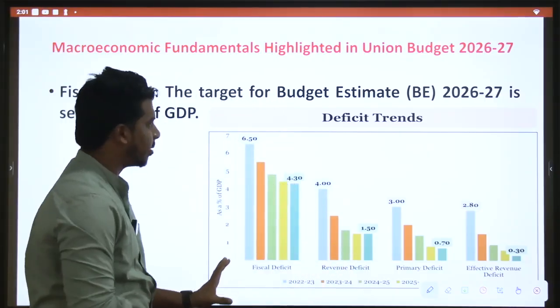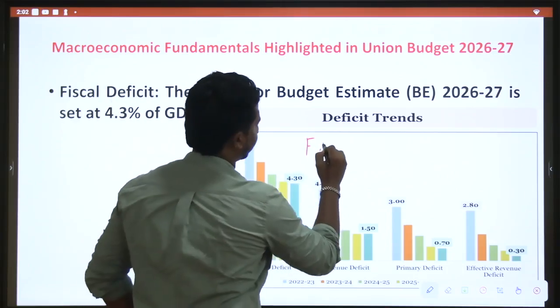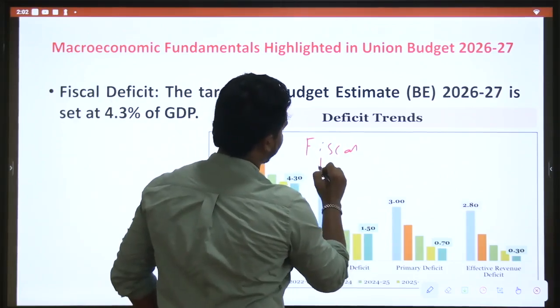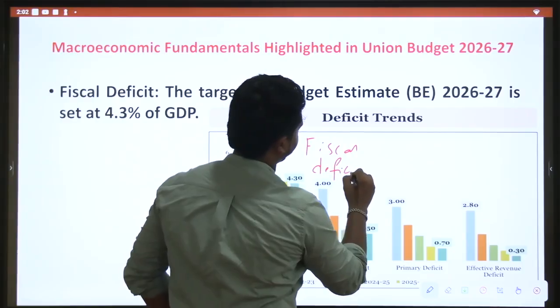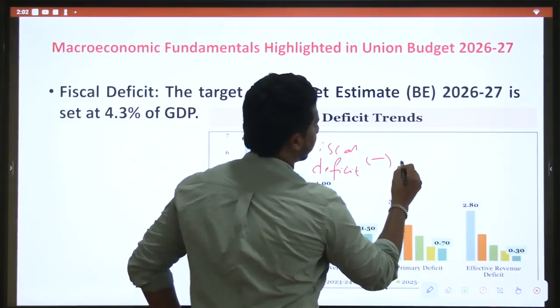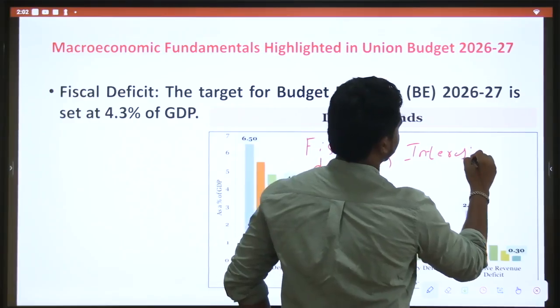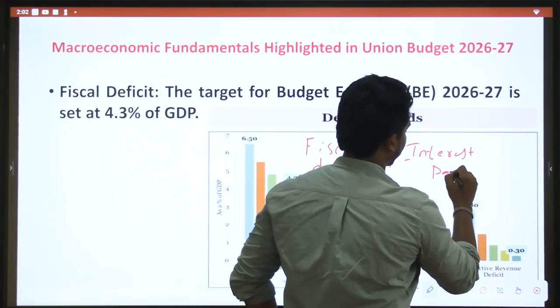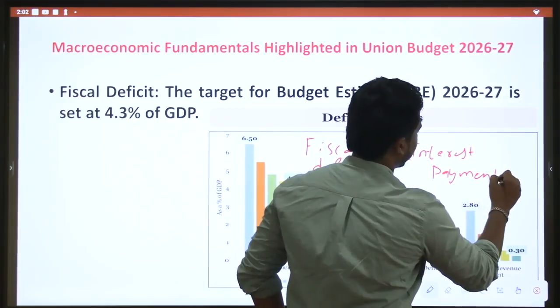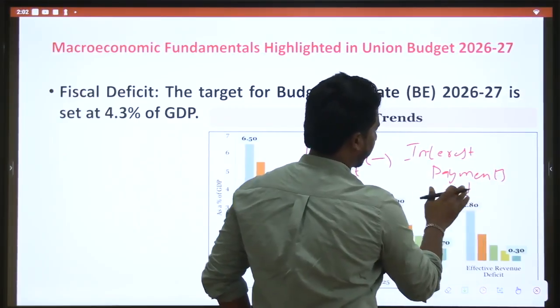So when you subtract interest payments from fiscal deficit, it is called primary deficit.